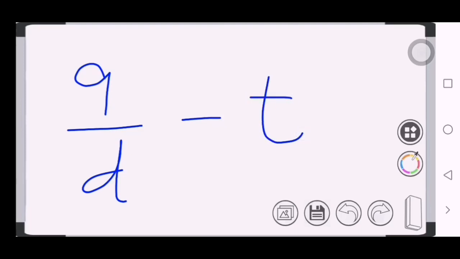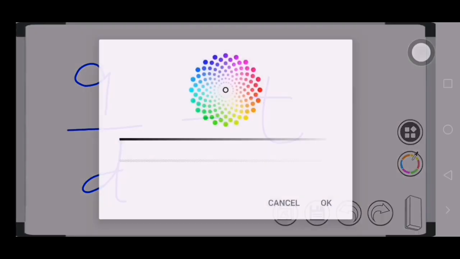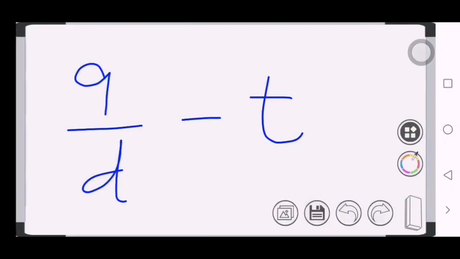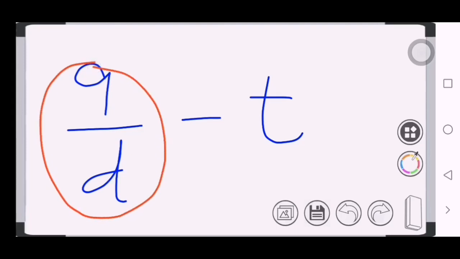The same question, if I turn it to be 9 over d minus t like this, how many terms do we now have? If your answer is 2, then that is correct. Remember, the whole of this becomes one term because of the division, the over sign. It makes everything there to be one term. And the minus t becomes the second term. So we have 1 and 2 terms in the expression. Get it? Got it? Great.